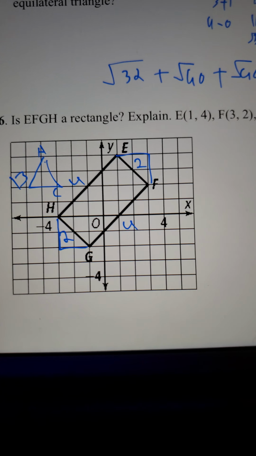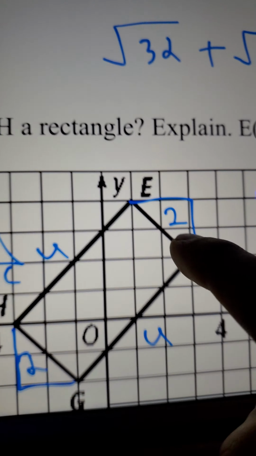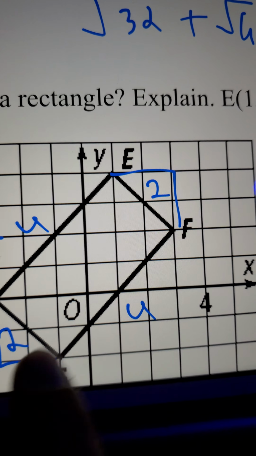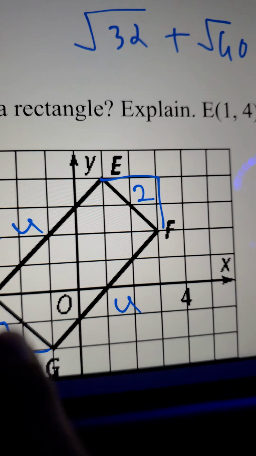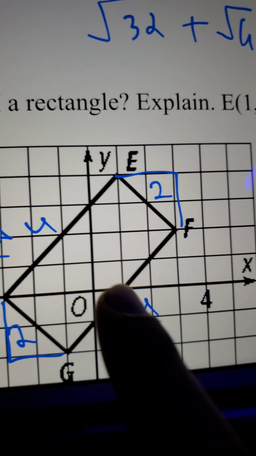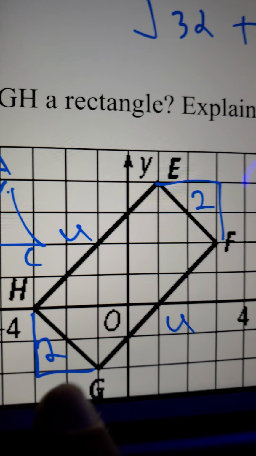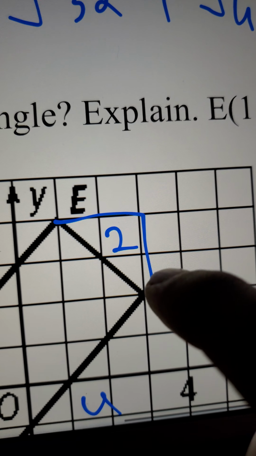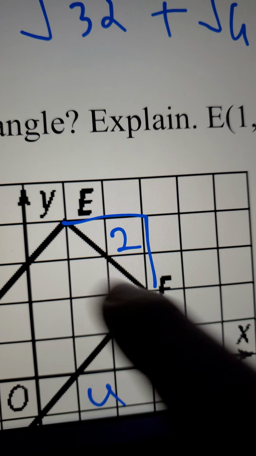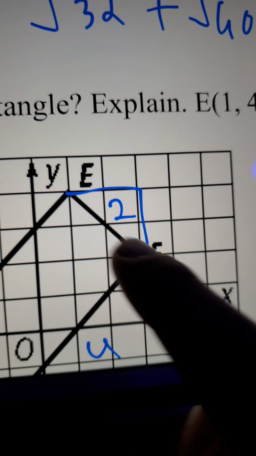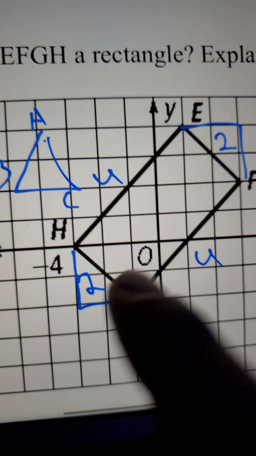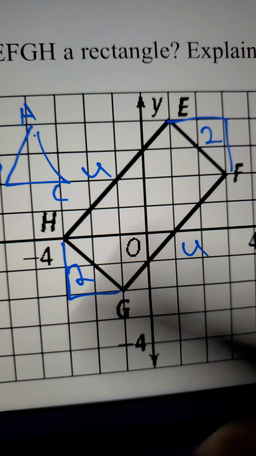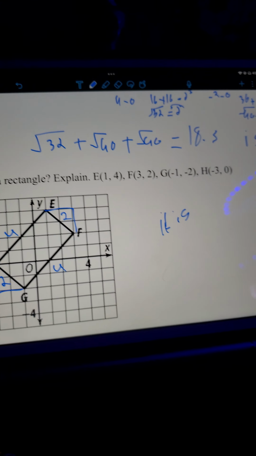For the last one, if it's a rectangle, these lines on the side have to be parallel, and each diagonal side has to equal the other side. So it's 2, 2, 4, 4, and you just gotta count up and over to see if they're the same, so you can see if they're parallel. And that's how you find if it's a rectangle, and that's how you do the whole thing.